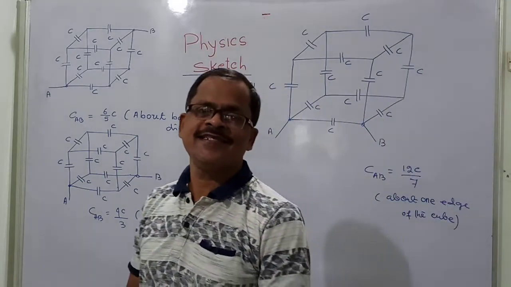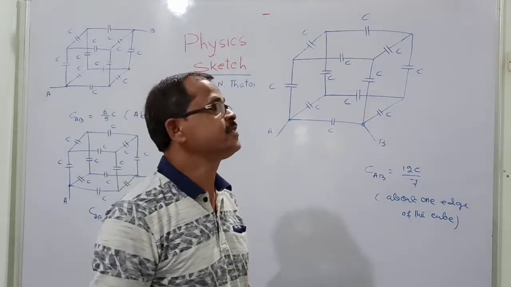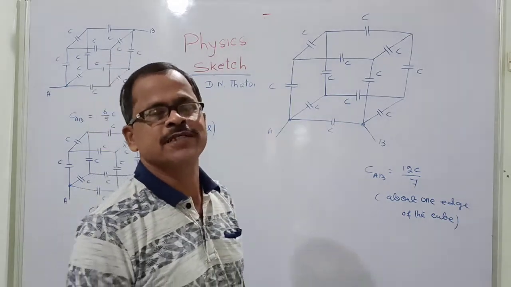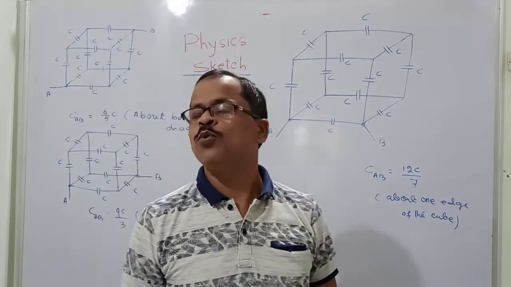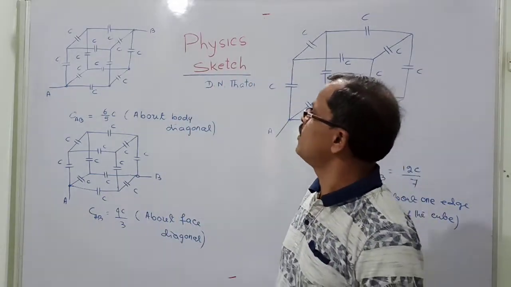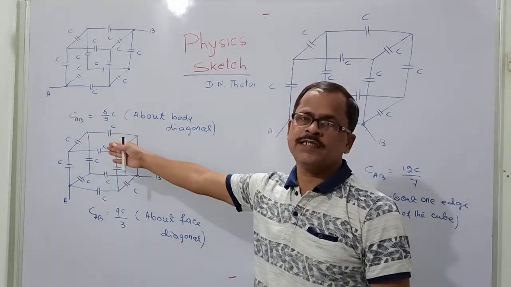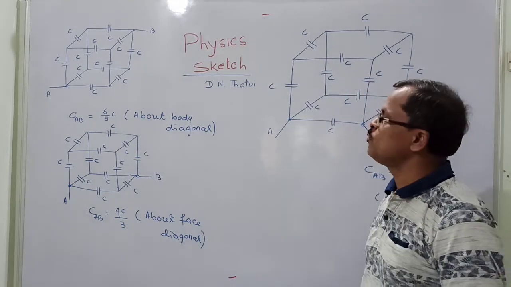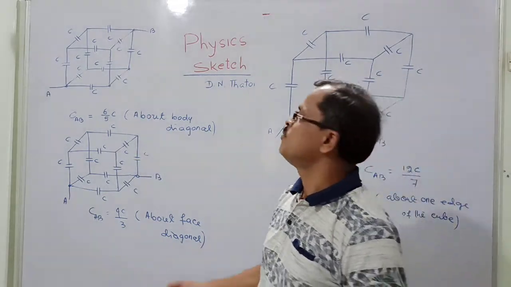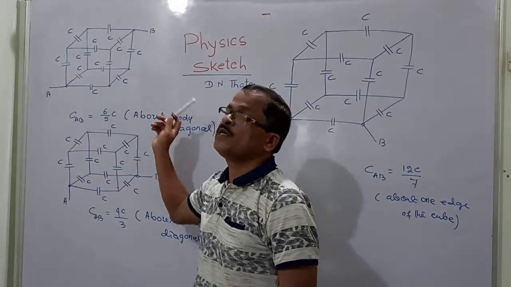Hello students, this is our fifth class on combination of capacitors. Today we are going to solve a few more interesting problems on combination of capacitors. All the capacitors are in a cubical structure, and you have to find out the capacitance between the two terminals.